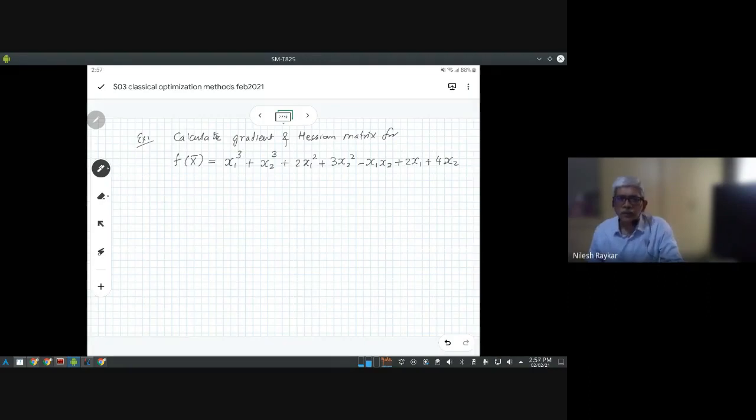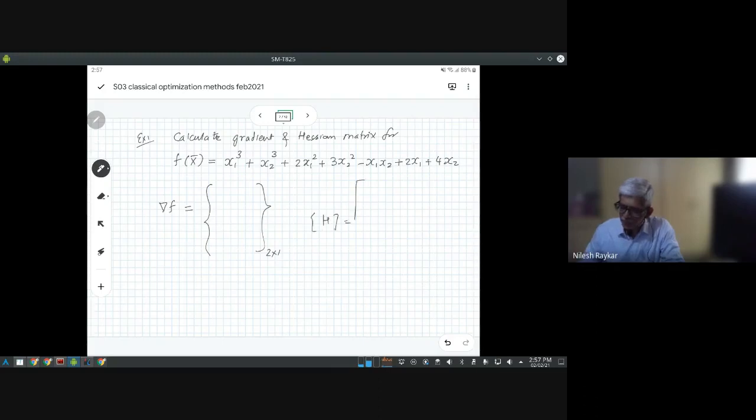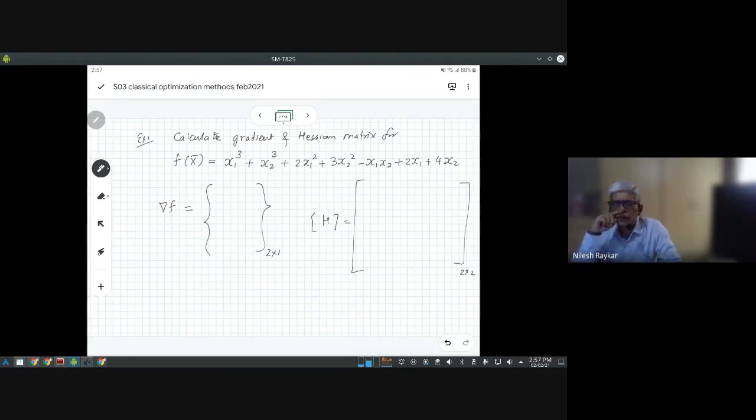Some of you can take a break, and others can solve this problem. So I want del of f. It is a function of two variables, so this will be a 2 by 1 vector, and the Hessian matrix would be a 2 by 2 matrix. It's 2:57, so 2 minutes past 3 is the breakout time. You are free to do anything.